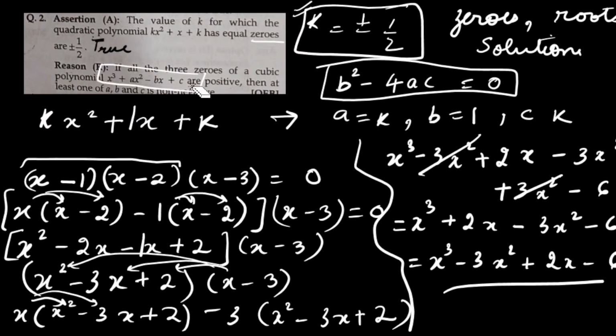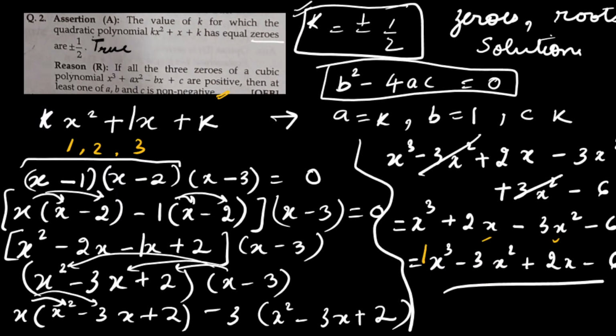So we can check now with the option. Here it is mentioned: if all the three zeros of the cubic polynomial are positive. So 1, 2 and 3 were the zeros of the cubic polynomial which I have assumed. Then at least one of A, B, C is non-negative. At least one is non-negative, more can also be non-negative. At least one is non-negative means at least one is positive.